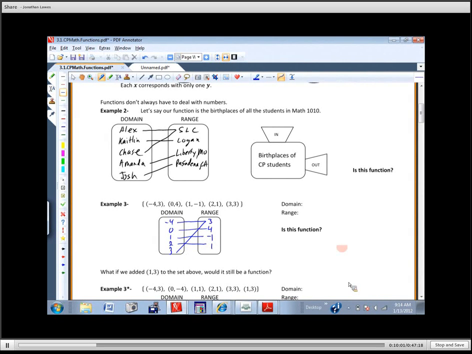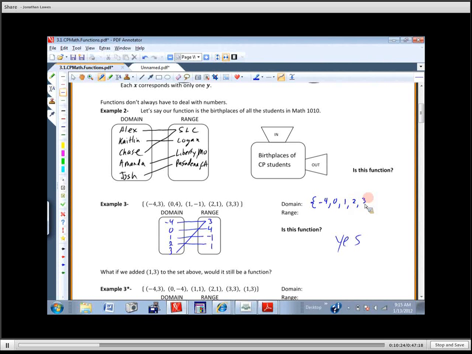Now, we already wrote these. We kind of already answered what the domain and range is. We like to put those in set brackets, so let me make this look a little bit better. This is as nice as I'll make a set bracket. Kind of looks like this. That's a set bracket. So the domain would be the set of -4, 0, 1, 2, and 3.